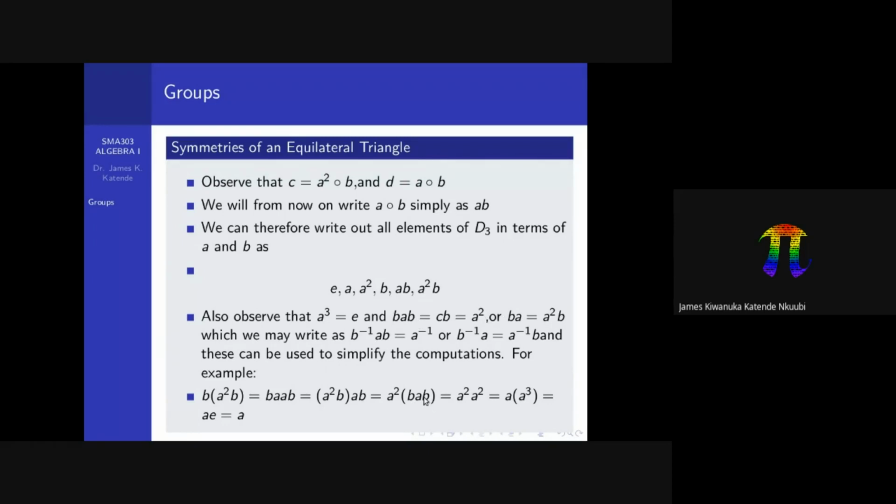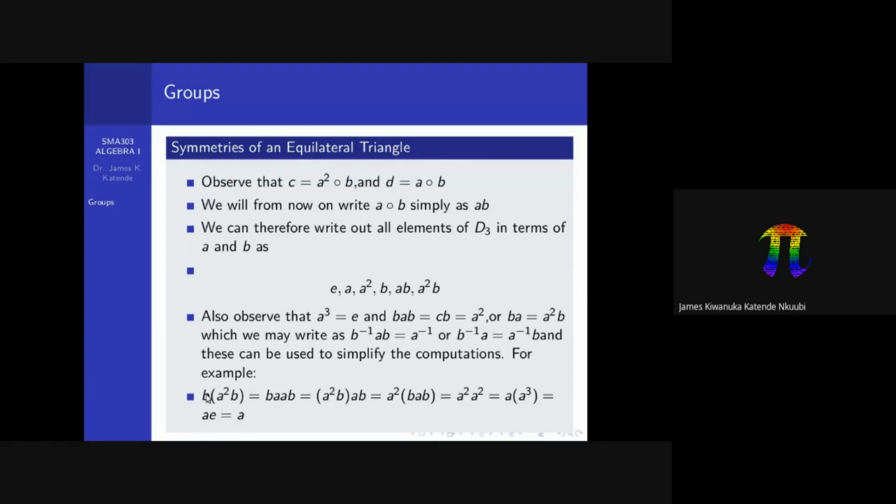I can replace this with A squared. Using associativity, I can write this as A composed with itself 4 times, and then I shift my brackets to the last 3. So I can write this as A cubed. We know that A composed with itself 3 times is the identity. So I can replace this with the identity, and then I have AE is equal to A.